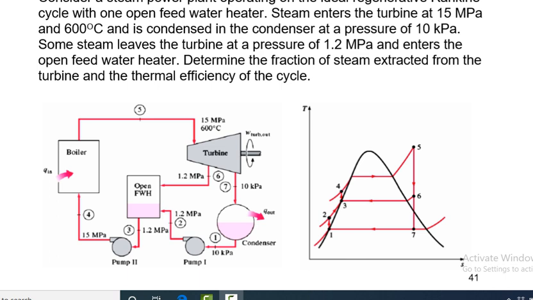In the open feed water heater, the cycle consists of pump 1, pump 2, the open feed water heater, then the boiler, then the turbine, then the condenser. From this diagram, first of all you have to draw the TS diagram, and you have to locate the points 1, 2, 3, 4, 5, 6, 7 to 1.